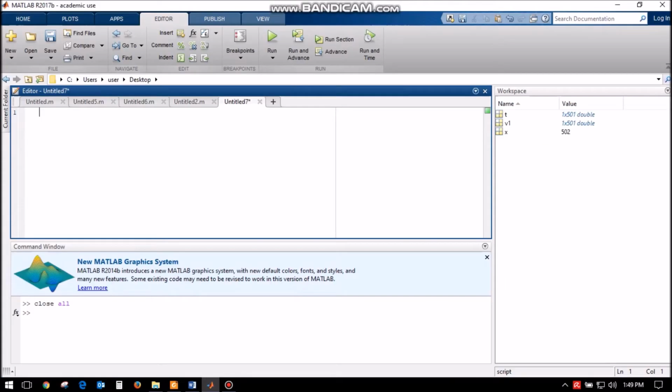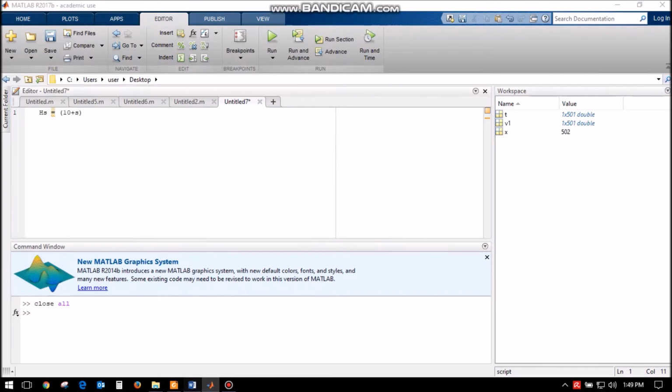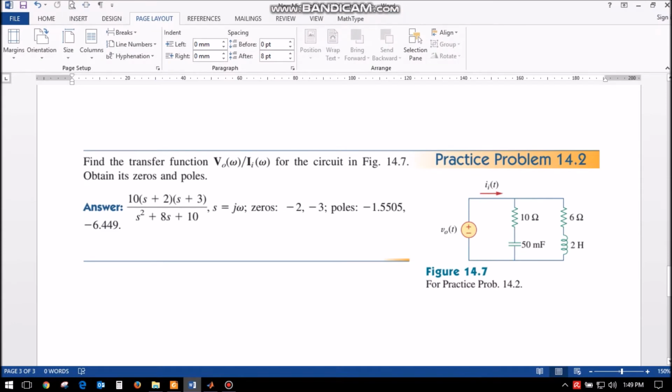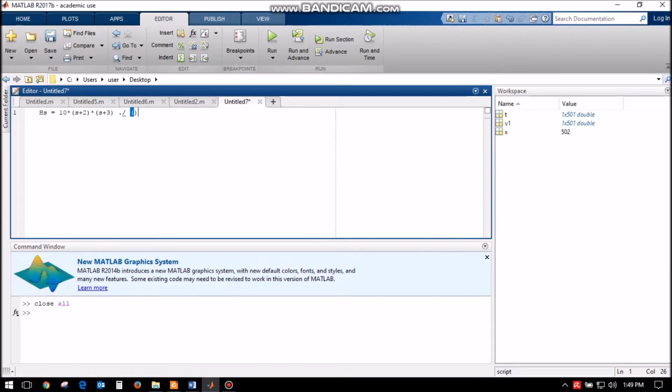So 10 S2 S3, divide by S2, S squared plus 8S plus 10.